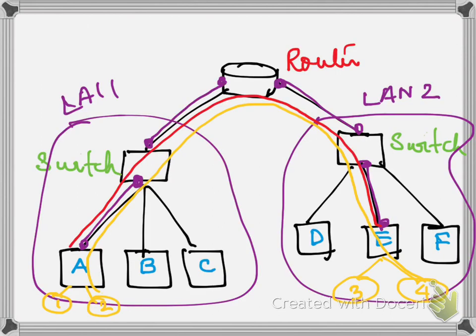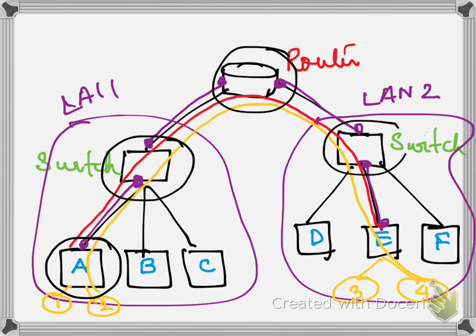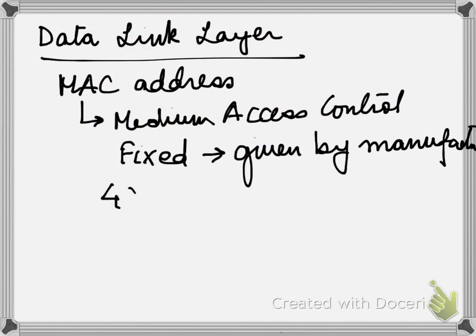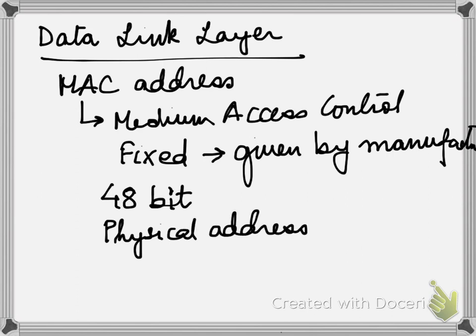So you can see here, device A will have a MAC address. This switch will have a MAC address. This router will have a MAC address. All of these will have MAC addresses, and these are all fixed. Usually it is a 48-bit address. And remember, it is permanent. This is also known as the physical address. It cannot be changed and it remains the same throughout.